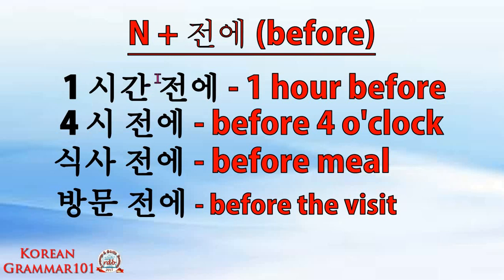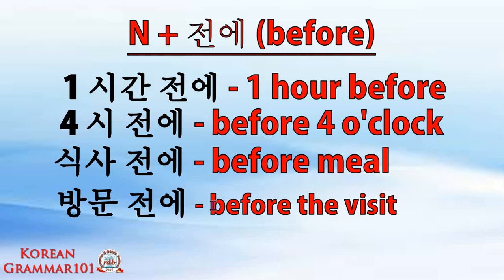So the first example, 1시간 전에. 1시간 means 1 hour. So that means 1 hour before. The next example is 4시 전에. 4시 means 4 o'clock. So that means before 4 o'clock. The third example is 식사 전에. 식사 means to have a meal. So it becomes before a meal. And finally, the last example is 방문 전에. 방문 means to visit. So that means before the visit.